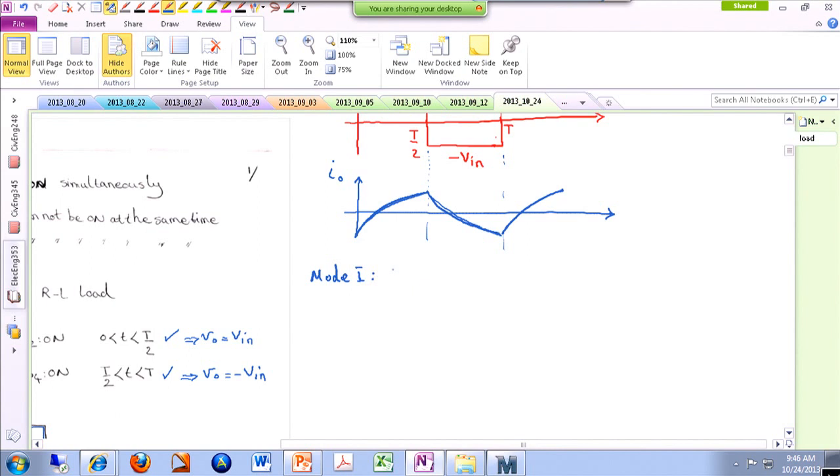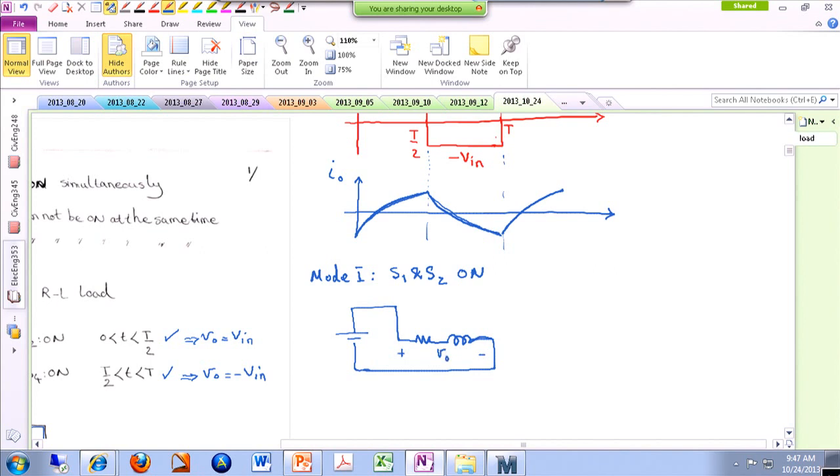We just talked about in this mode, S1 and S2 are on. So if you look at the equivalent circuit, this is S1 shorted. Then we have the load, and then this is S2, and this is our source. I did not draw S3 and S4 because they're open. And this is our output voltage. So we have a very simple loop.